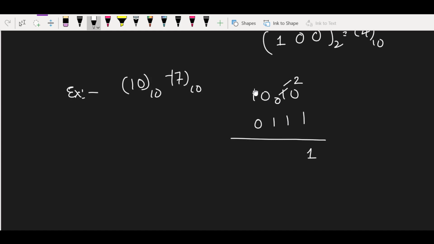What do you have to do? Take borrow from here first. This becomes 0, it becomes 2. Again if you take borrow from here, this becomes 2, this becomes 1. Now 2 minus 1 will be 1 and 1 minus 1 will be 0. This 0 minus 0 will be 0. Now we end up with 3 in the decimal number system. 10 minus 7 will be 3 in the decimal number system. It's very clear. We are able to do the same thing.